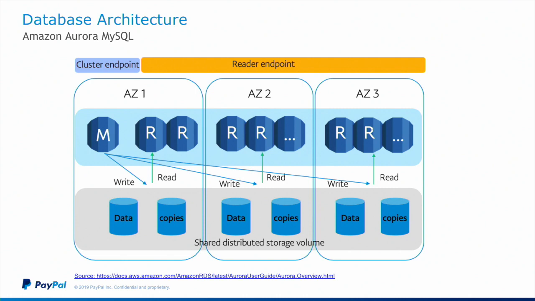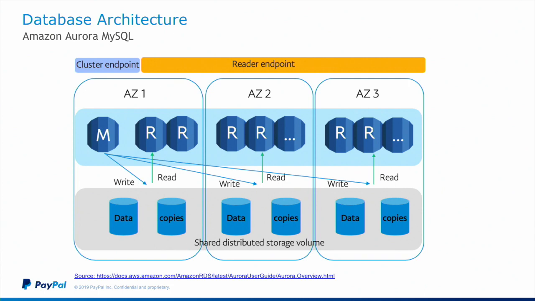Okay, so the database architecture. In 2017, Venmo migrated MySQL on EC2 to Aurora MySQL clusters. Currently, Venmo runs all their MySQL databases on Aurora in multiple regions. So I'll quickly go through some of the features of Aurora.